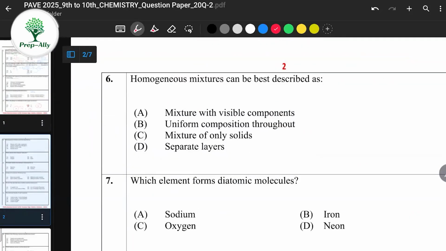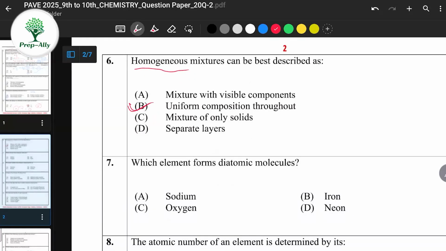Now question number 6. Homogeneous mixture can be best described as: mixture with visible component, uniform composition throughout, mixture of only solid, separate layer. So the best option is uniform composition throughout. That is called homogeneous, means same phase and uniform composition. Correct option is B.